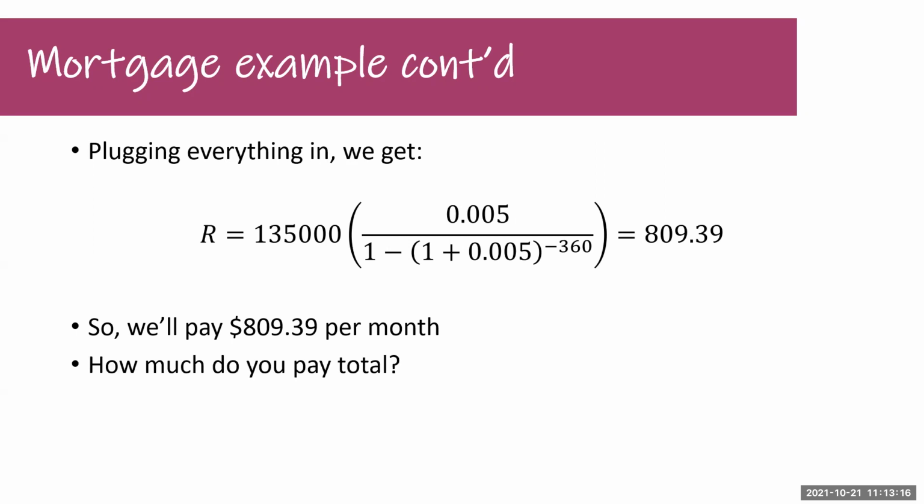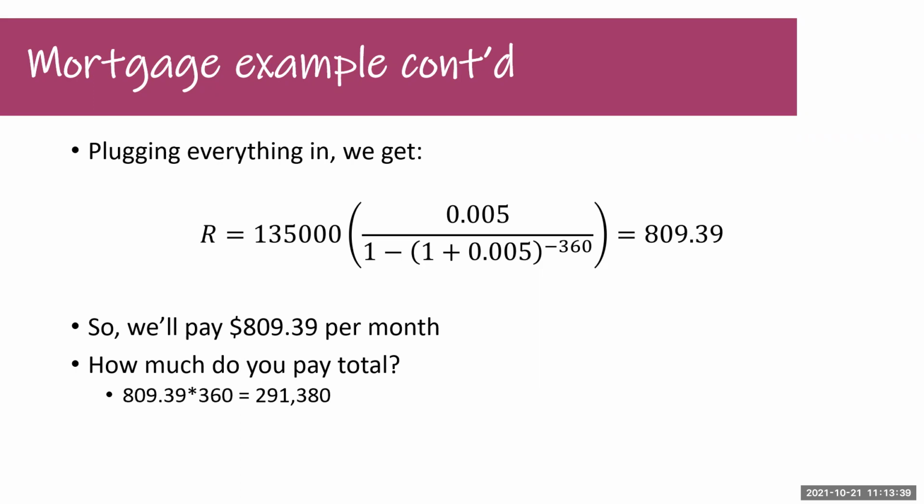How much did you pay total? Well, you paid $809.39 for 30 years. So 30 times 12 times 809.39 means that you paid a total of $291,380 for this house.